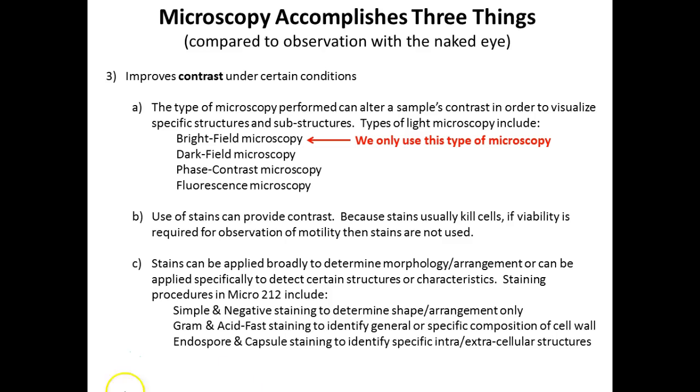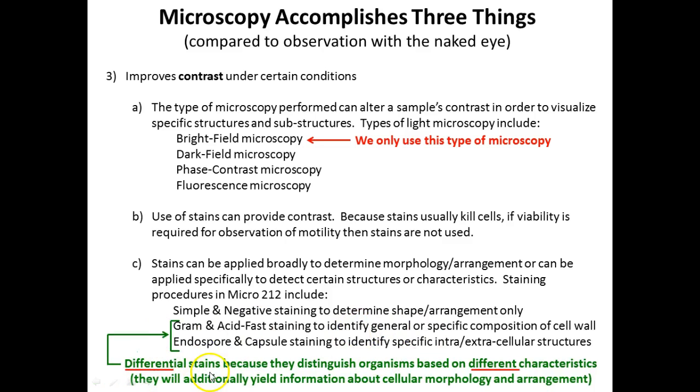Gram stain and acid-fast reveal general or specific compositions of the cell wall. Acid-fast is the specific one. Endospore and capsule stains are typically what are called structural stains. They'll help us see structures if they're present, right? And so we're going to do these next couple of stains over the next couple of labs. And these are where you can see stuff either outside or inside of the cells. That stain is specifically designed to see those structures.